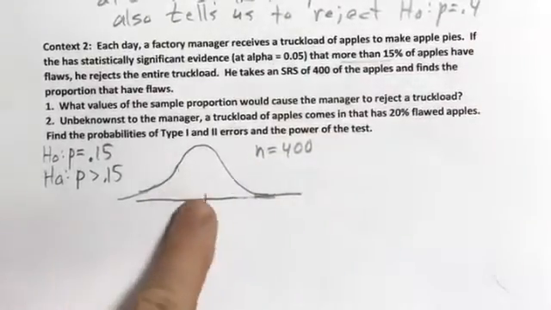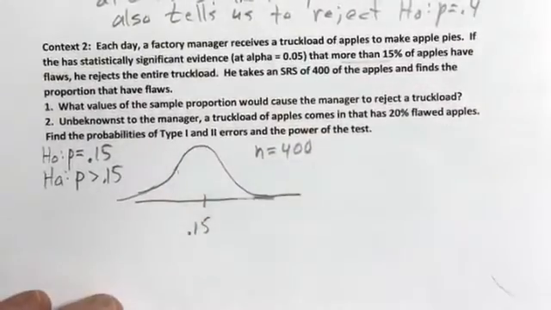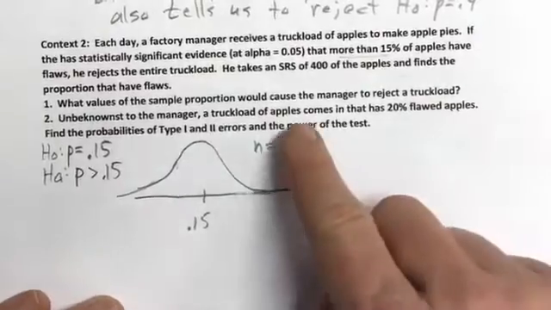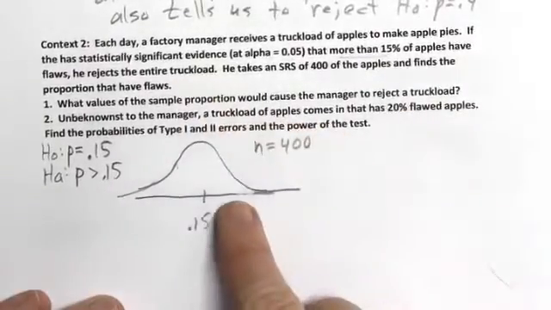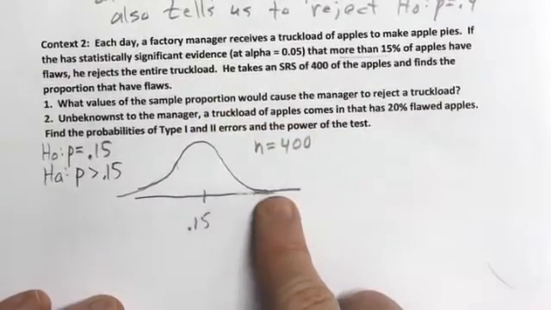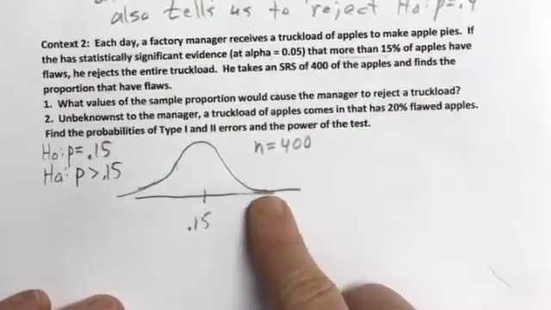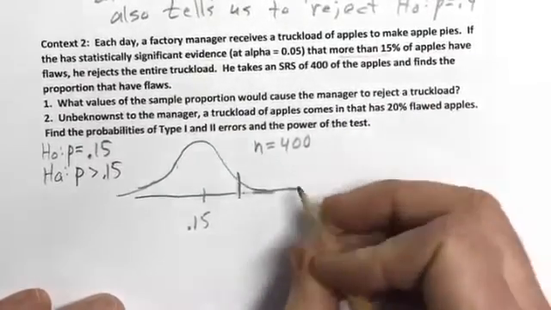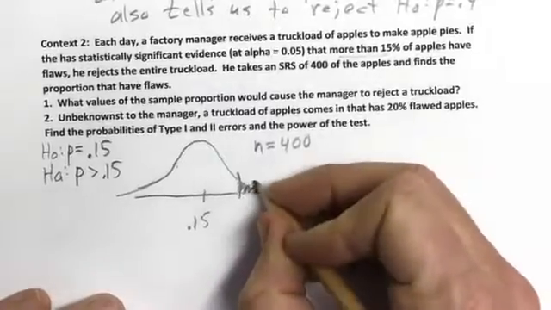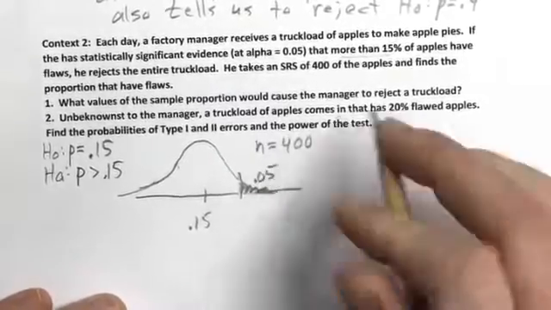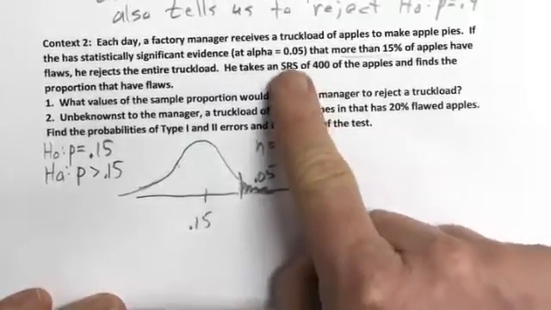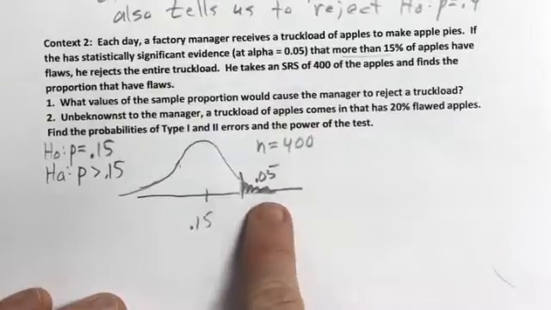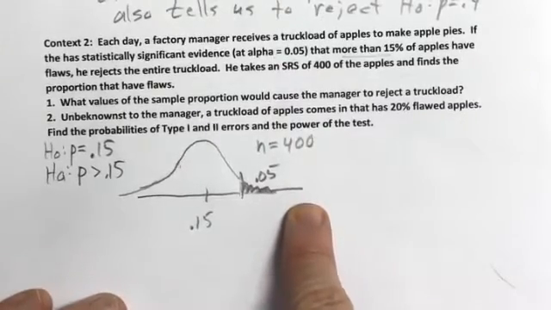So this is if it was a good truckload. Here are all the values of P hat. But this is saying if it's statistically significantly more than 0.15. So how far up here do we have to go before we reject it? That's what the alpha value establishes. Alpha is the percent of the good curve that you're rejecting. And alpha 0.05 means if you're in the upper 5% of the curve, you're going to reject it.